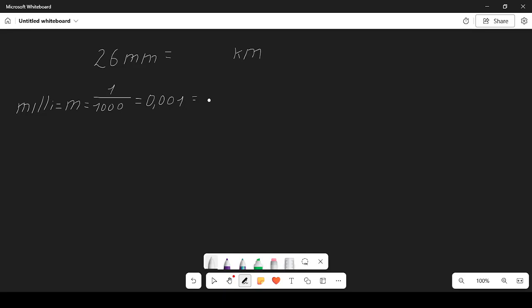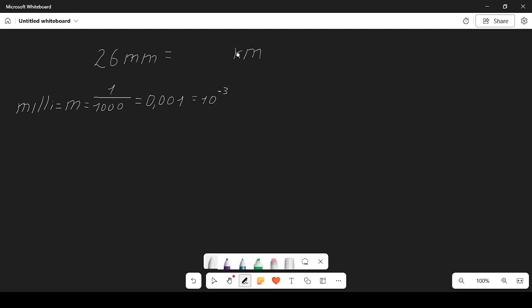Or the best way, most effective, most comprehensive, is to present it as a power of 10. So it equals 10 to the power of what? It's 3 orders of magnitude from 0: 1, 2, 3. So it's 10 to the power of negative 3. So milli is 10 to the power of negative 3.